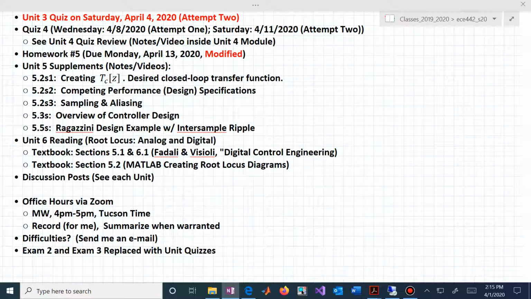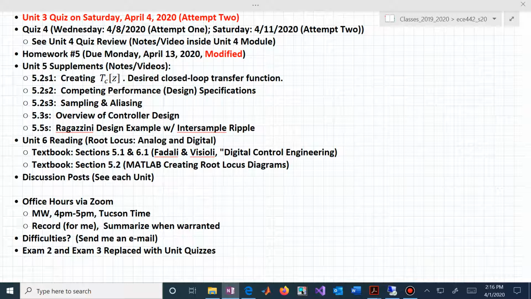I would recommend that you do, and they pertain to how to create a desired closed-loop transfer function. What if your performance specifications are competing with each other? How do I make sense of sampling and aliasing? There's also a supplemental video on the controller design process in general that gives you an overview. And finally, the last supplement is labeled 5.5. There is not a lecture 5.5.